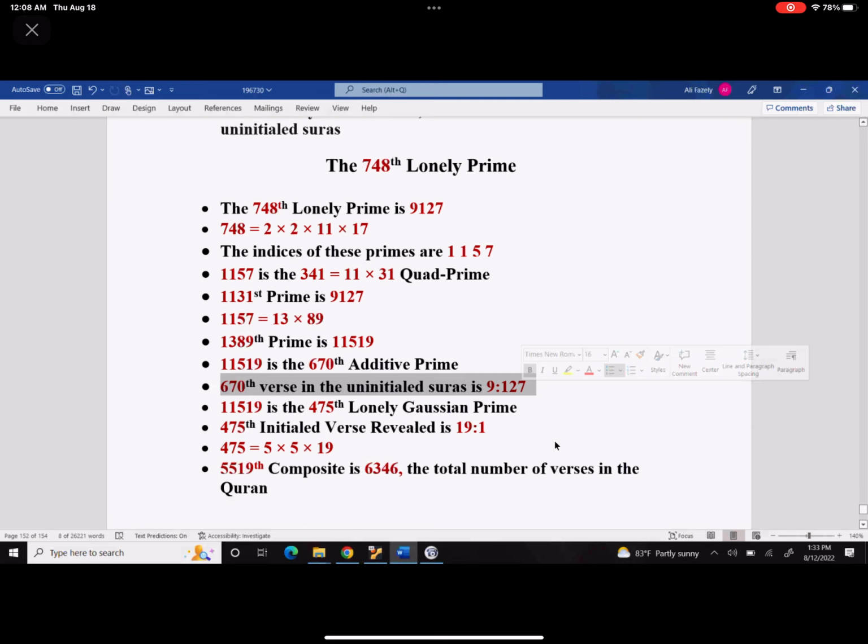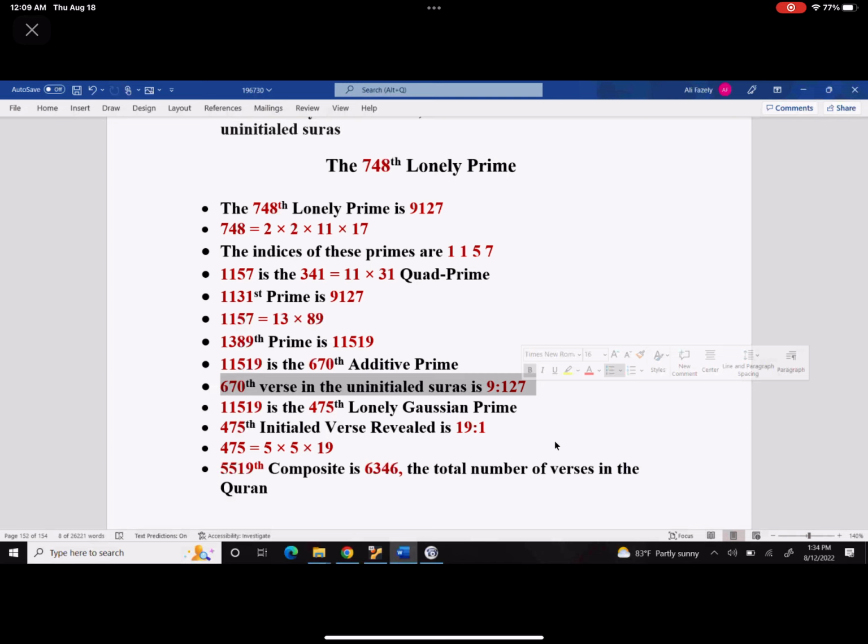So again it points to 9127. It keeps generating. You start with 9127, which is the 748th lonely prime. Then by factoring that into its prime components, you create another number from the indices of those prime factors, which is 1157, the 341st quad prime, which is 11 times 31. But the 1131st prime is 9127 again.